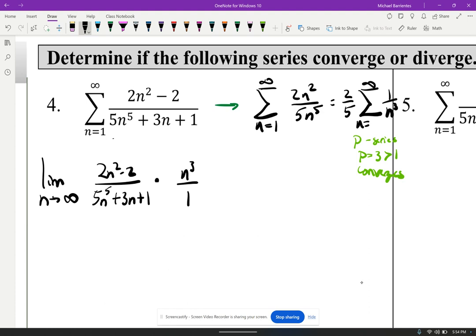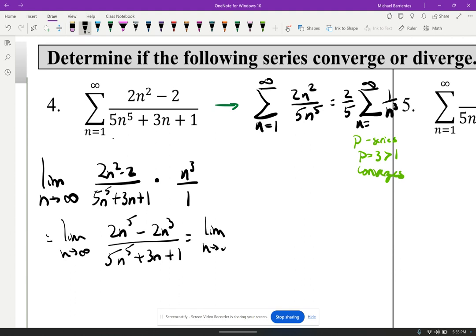I guess I can multiply this out. This will be the limit as n approaches infinity of 2n to the fifth minus 2n to the third, all divided by 5n to the fifth plus 3n plus 1. And if you remember, when we were taking limits as n approaches infinity, we're really just worried about what the leading term is doing. So really, this is the same thing as the limit as n approaches infinity of 2n to the fifth divided by 5n to the fifth.